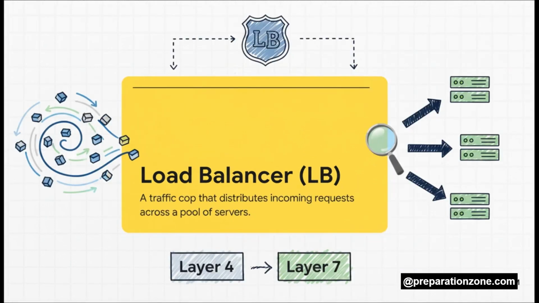And finally, the request arrives at the load balancer. I love this analogy. It's our system's traffic cop. It intelligently distributes that flood of incoming requests across all our servers, making sure no single one gets totally overwhelmed. This is your first line of defense for high availability. And knowing the difference between a simple Layer 4 balancer and an intelligent Layer 7 one, well, that's absolutely critical for stopping bottlenecks in their tracks.